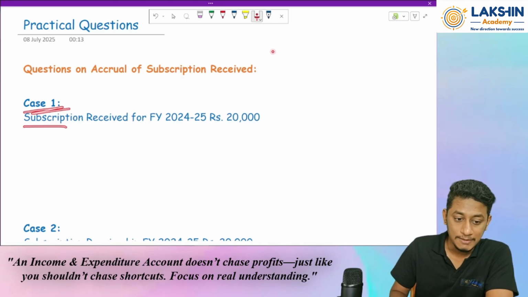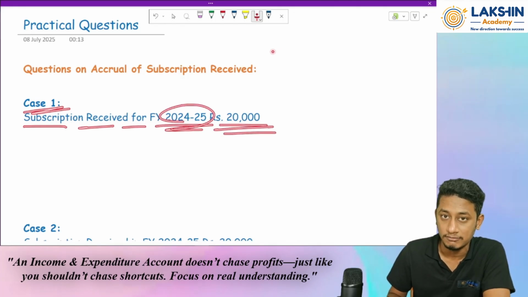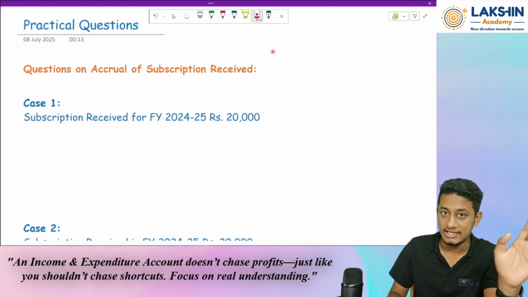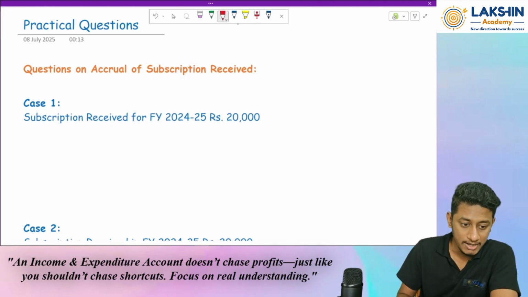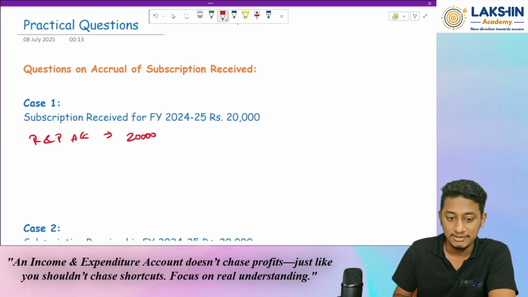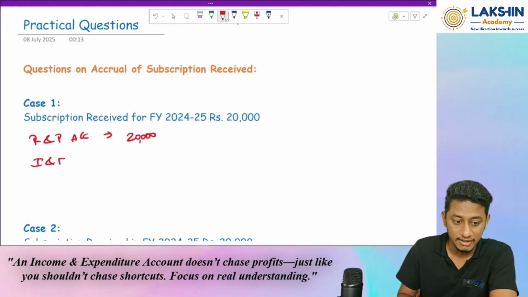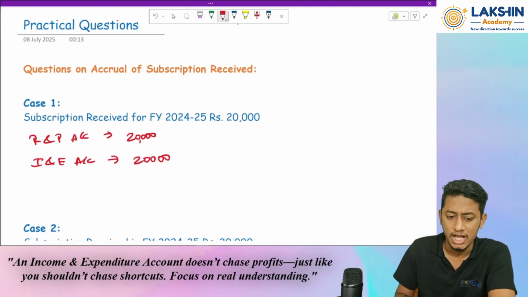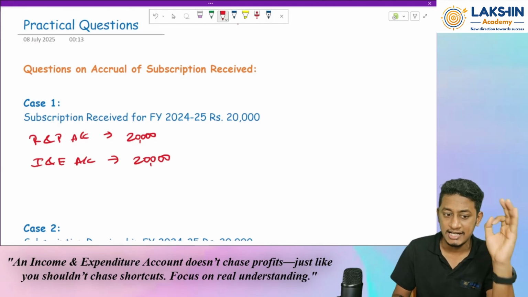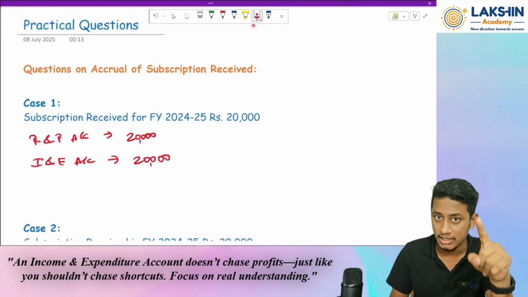Case number 1. Subscription received for financial year 24-25 is rupees 20,000. Nothing else is given to you. So what will I assume? In my receipts and payments account, what is the amount that will be mentioned on the receipt side? It will be rupees 20,000. In my income and expenditure account, how much will be mentioned? Again rupees 20,000, because nothing else regarding subscription received is given to us. Only this much information is given. Clear?